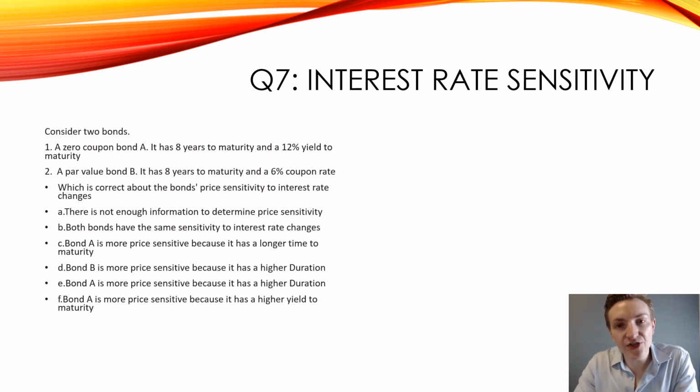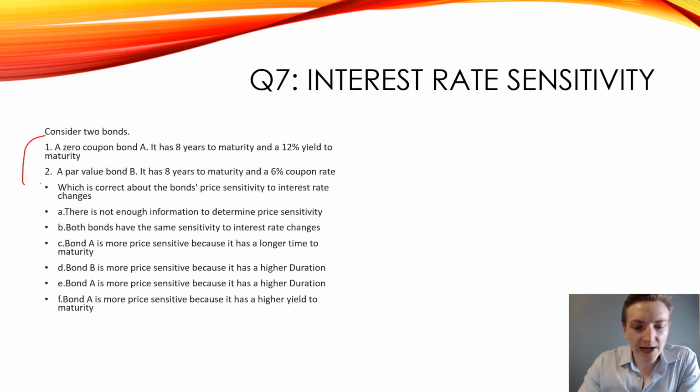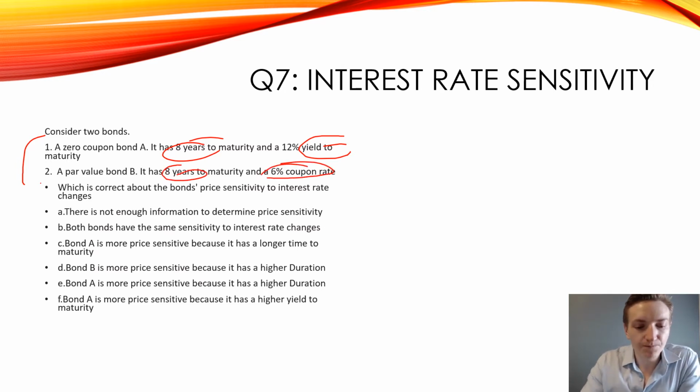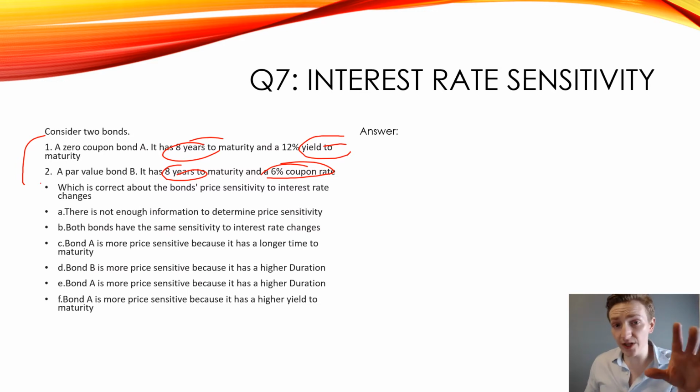The next one pertains to interest rate sensitivity. So we have two bonds to consider. Bond A is a zero coupon bond. It has 8 years to maturity and a 12% yield to maturity. Your next one is a par value bond, which is B. It has 8 years to maturity and a 6% coupon. Now you're basically being asked about the sensitivity of these bonds to changes in interest rates. In order to assess this, we need to really consider which of these two bonds will have the higher duration.